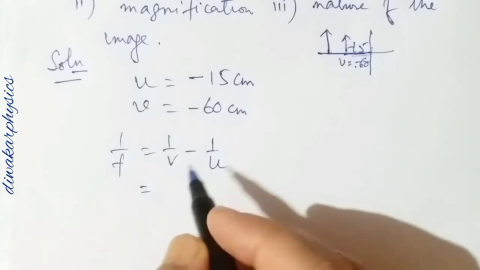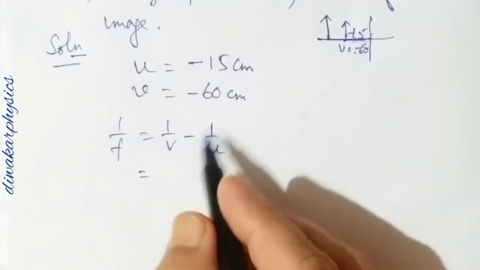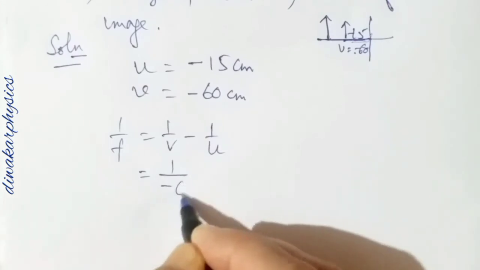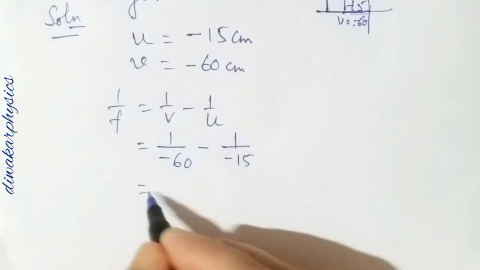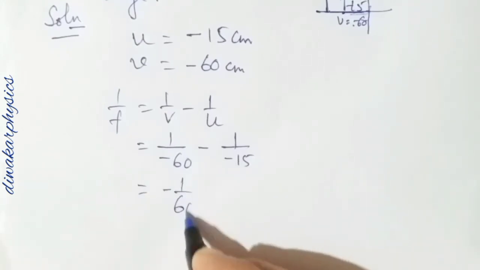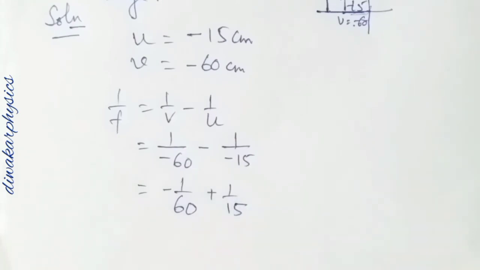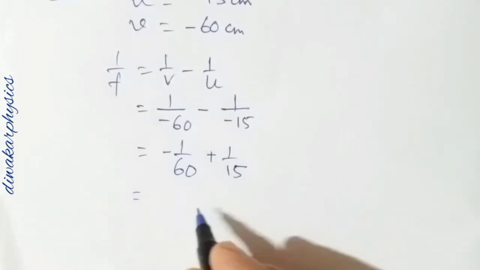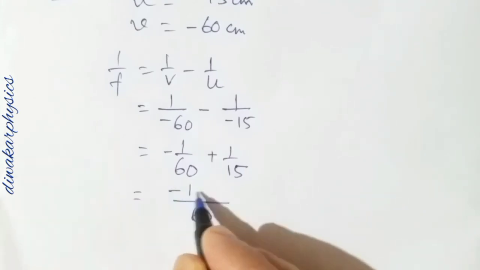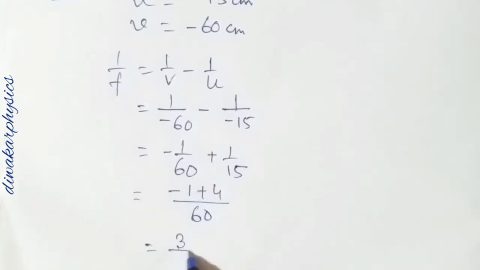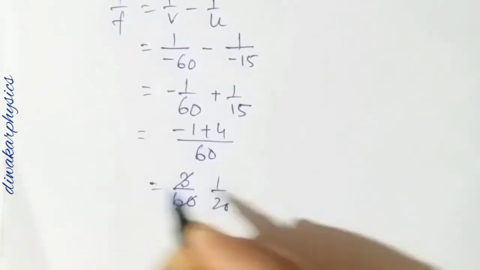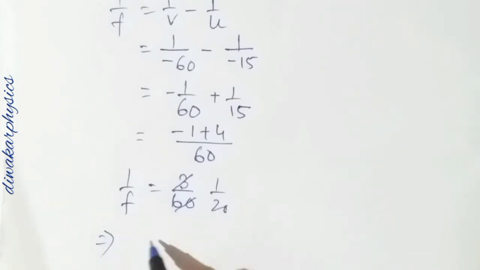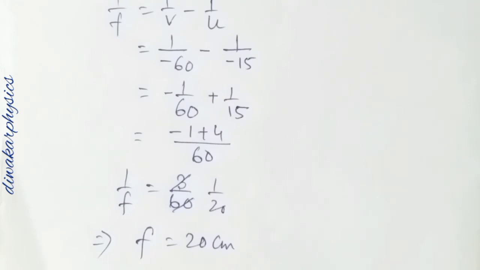Then 1 by v. So the values are there: minus 60 minus of minus 15. So minus 1 by 60 plus 1 by 15. Then the LCM is 60. So minus 1 plus 4, so 3 by 60, that is 1 by 20. So this is 1 by f. So f is equal to 20 centimeter. f is equal to 20 centimeter.